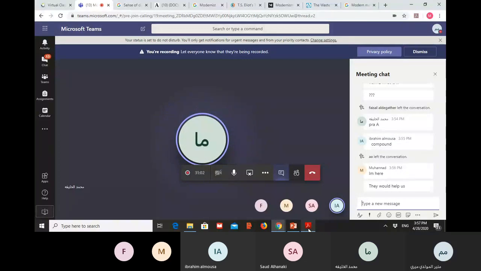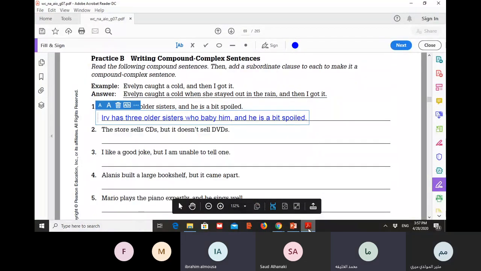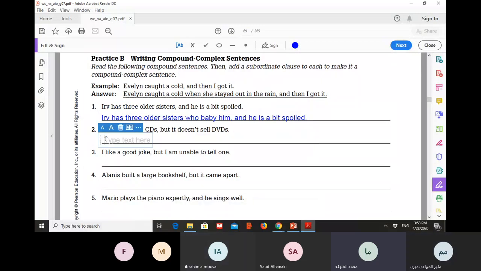They would help us. What do you mean by they would help us? He means the 3 sisters who helped him. Yeah, so Arab has 3 older sisters who help him, and he is a bit spoiled. Next, please, number 2. He says, I meant that in the 3 sisters question, when I answered what would they do for him. Nice. Your answer is right. Okay, number 2, yeah, Muhammad.